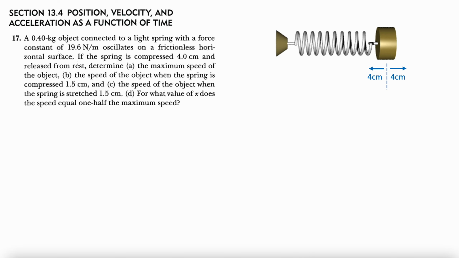B, the speed of the object when the spring is compressed 1.5 centimeters. C, the speed of the object when it's stretched 1.5 centimeters. And D, for what values of x does the speed equal 1/2 the maximum speed?